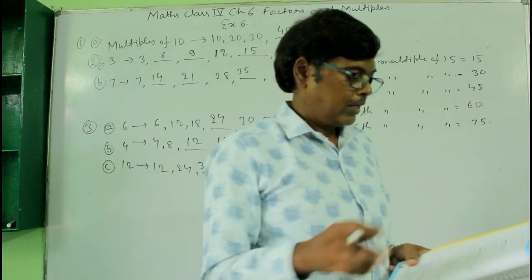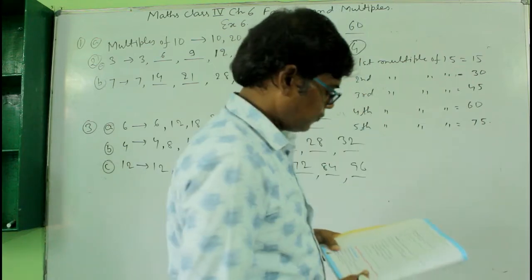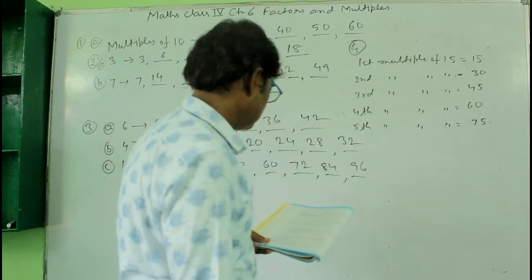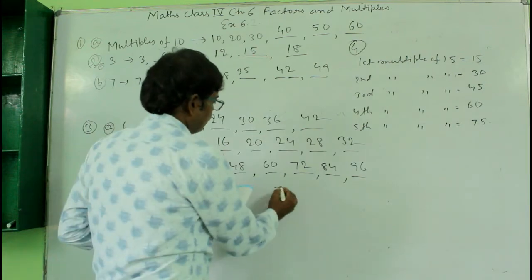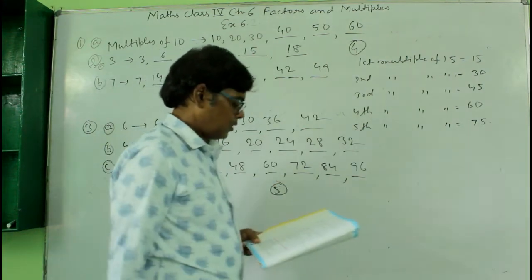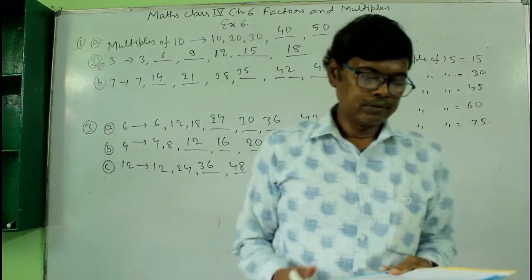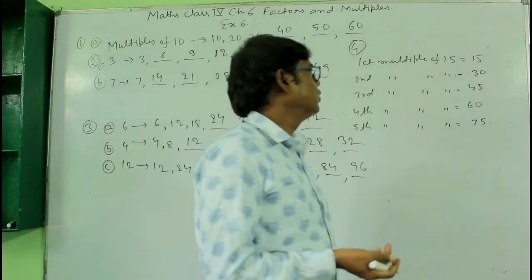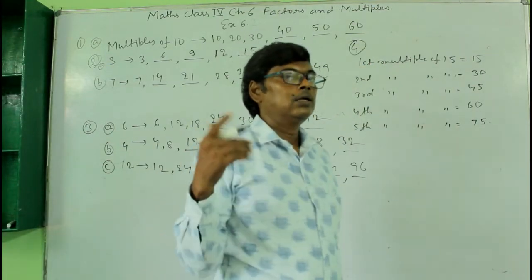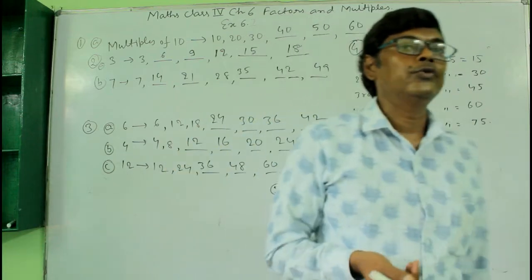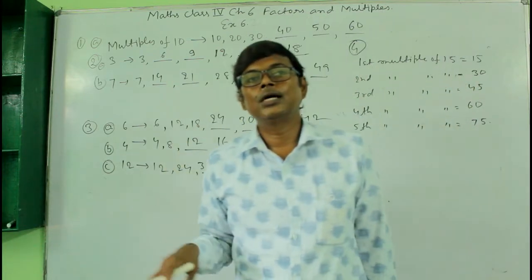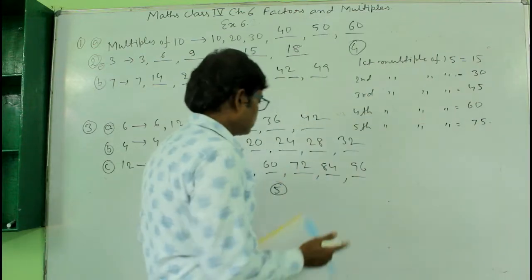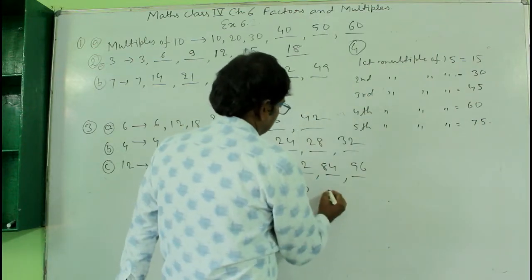Okay. And question number 5, you have the fill in the blanks. All multiples of 10 end with a 0. If you find the multiples of 10, like 10 1 is 10, 10 2 is 20, 10 3 is 30, all the numbers have 0 in the ones place. So here the answer will be 0.